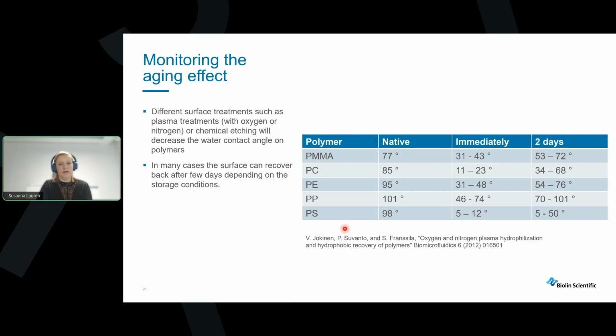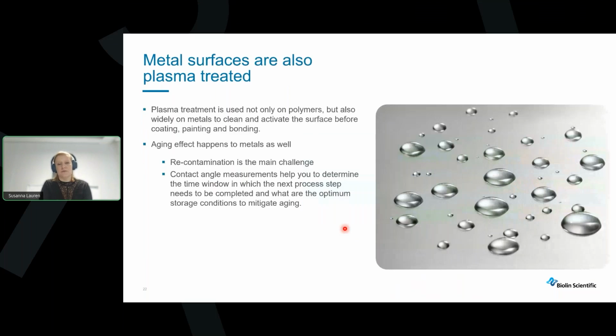We have talked mainly about polymers here, but just to also show that metal surfaces are very, very often also plasma treated. And this is often to, again, basically clean and activate the surface before the next step.